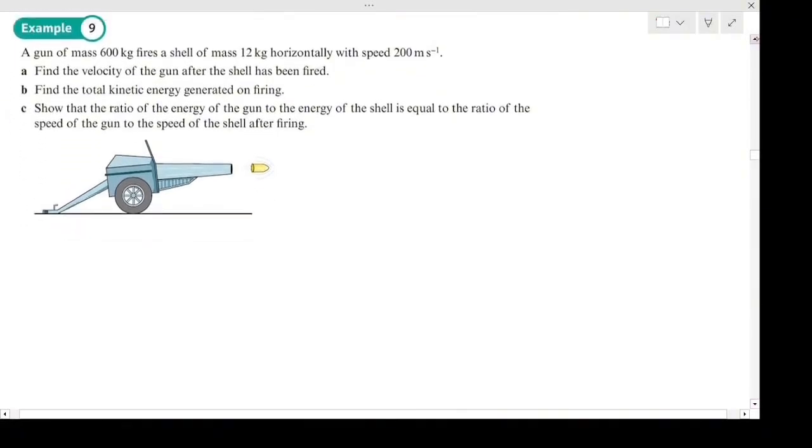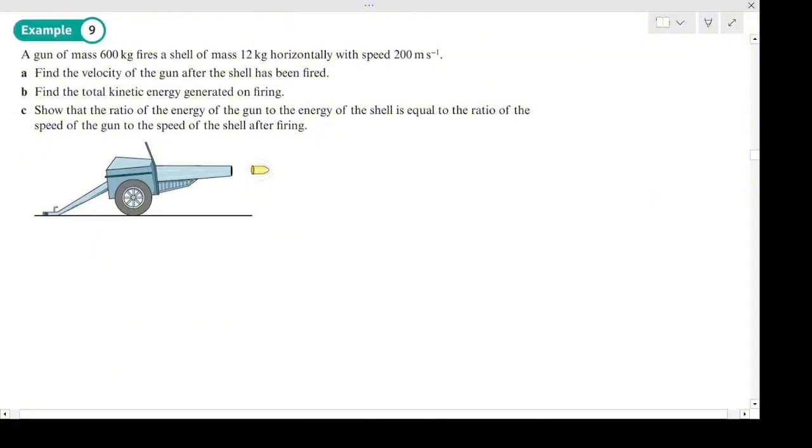So here we're told a gun of mass 600 kilograms fires a shell of mass 12 horizontally with speed 200 meters per second. Firstly, find the velocity of the gun after the shell's been fired. So what's going on? Obviously, you can see here we've got some sort of cannon, some gun, and then we've got the bullet, which we call a shell here. So it fires and the shell leaves the gun.